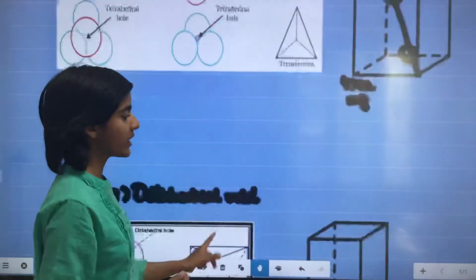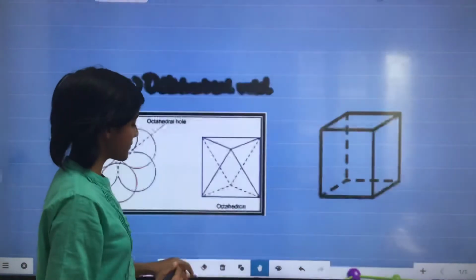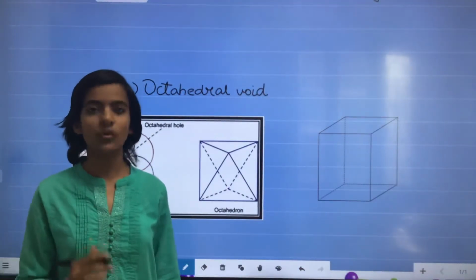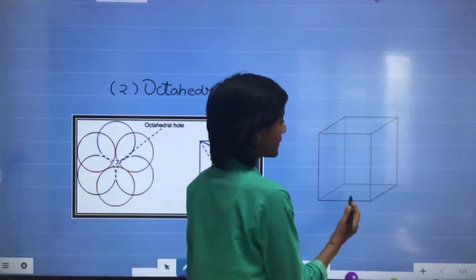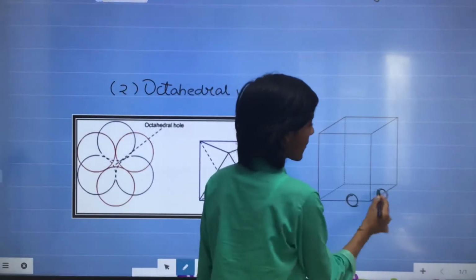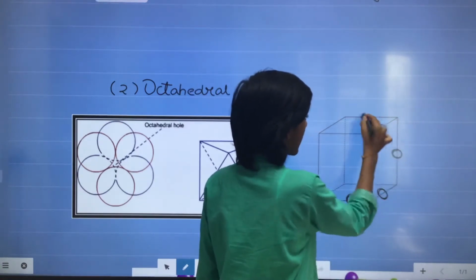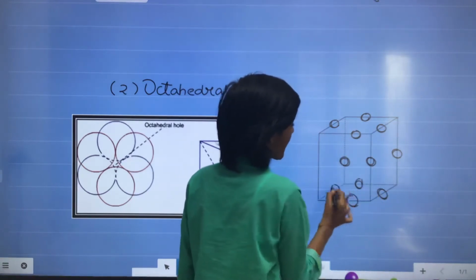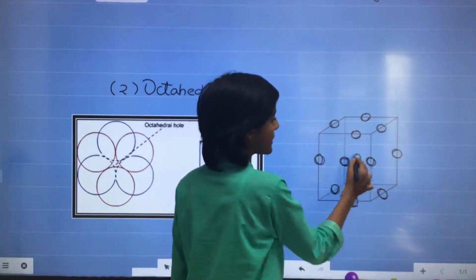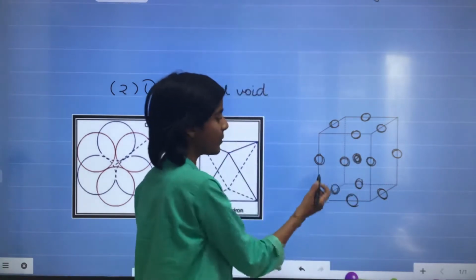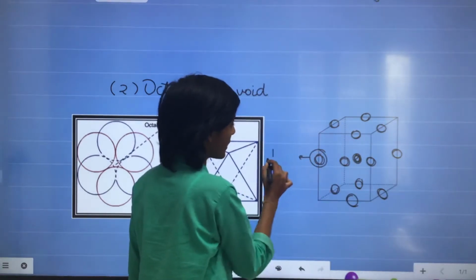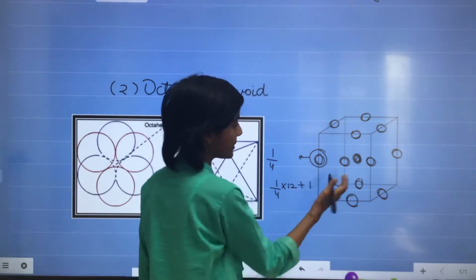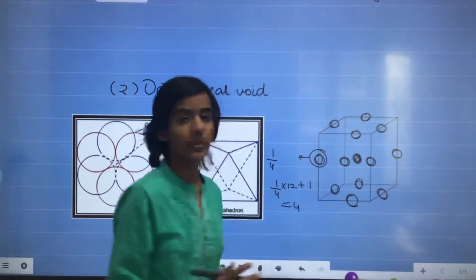Second, we discuss the octahedral voids. Octahedral voids are the space between the 6 balls, and in short we can say OV. If we see in the cube, they are present at the centers of the edges, and one is present at the center. Every one on an edge has 1/4 part in the cube, and total are 12, and one is at the center. So the total number of OV in a cube is 4.